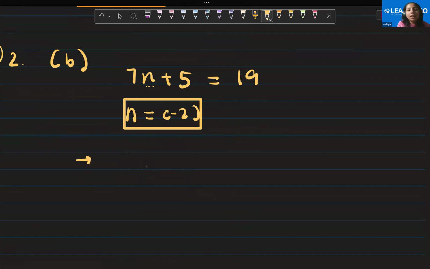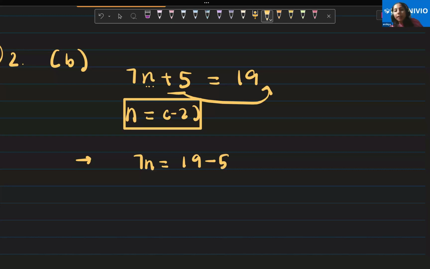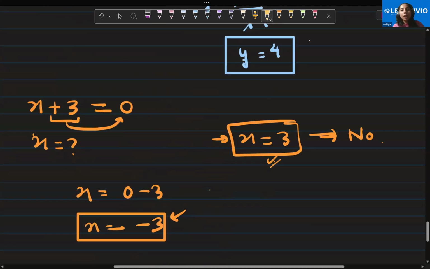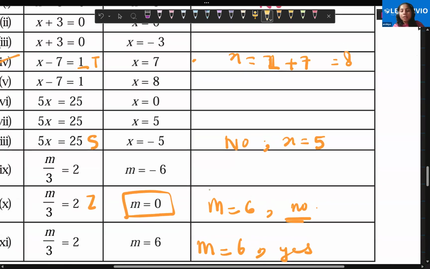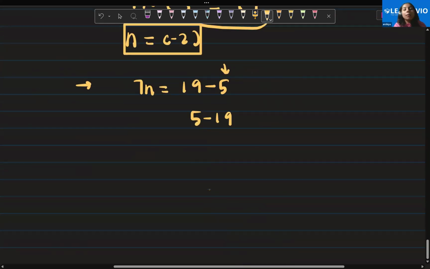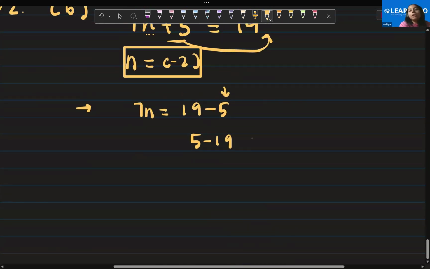So I'll start with 7n is equal to. This is in addition. It will go on the other side, and it will be in subtraction. So 19 minus 5. Also, one more thing, make sure you're writing it as 19 minus 5 and not 5 minus 19. The number that is going on the other side should always be written afterwards, whether it's a bigger number or a smaller number. Make sure you write the number that you're taking on the other side afterwards. So this will be incorrect.